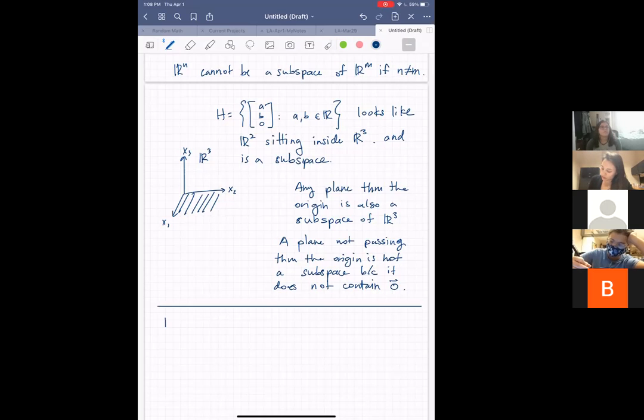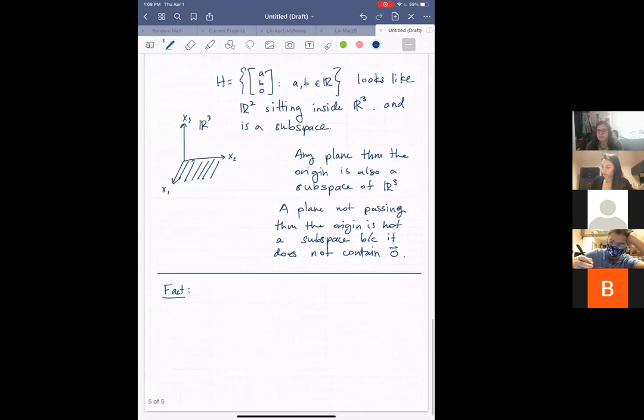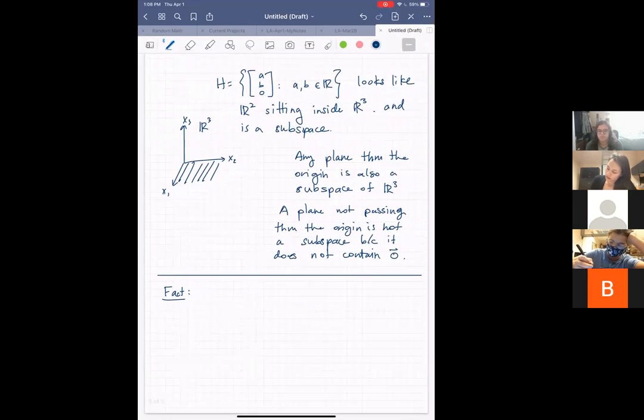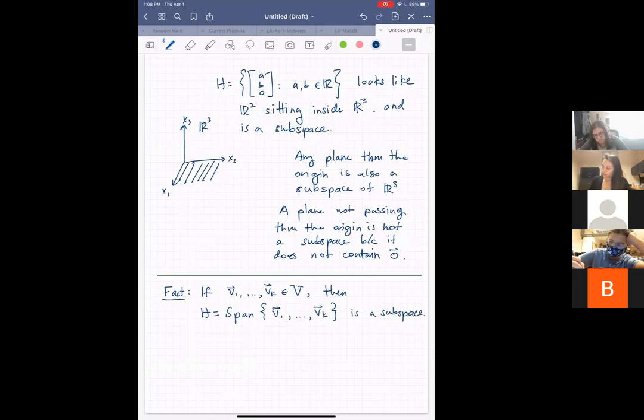And so we have a nice little fact that is not too hard to verify, so I won't go through that, but if you have some vectors v1 up to vk in a vector space V, then if you take H to be the span of v1 up to vk, then this is a subspace of V.